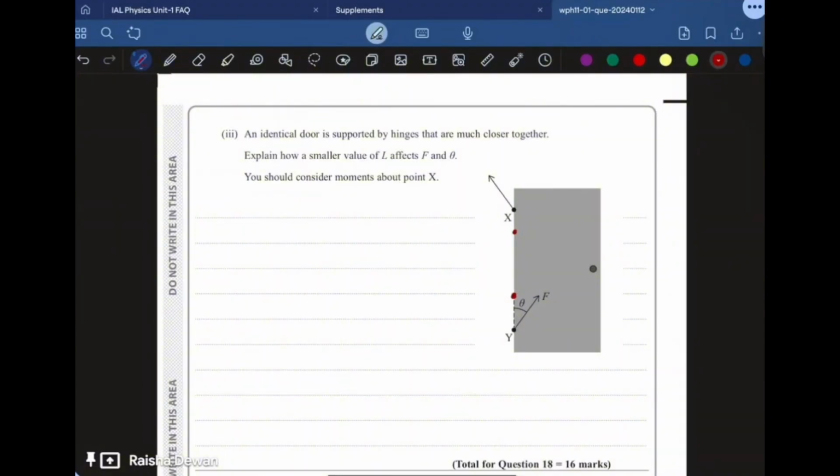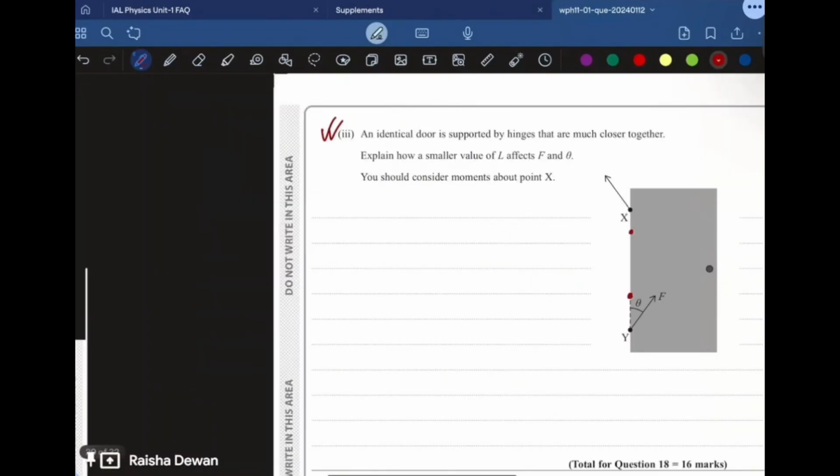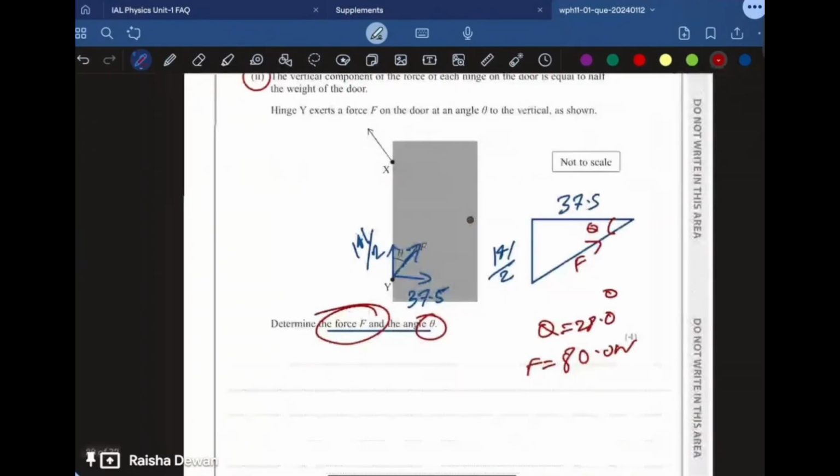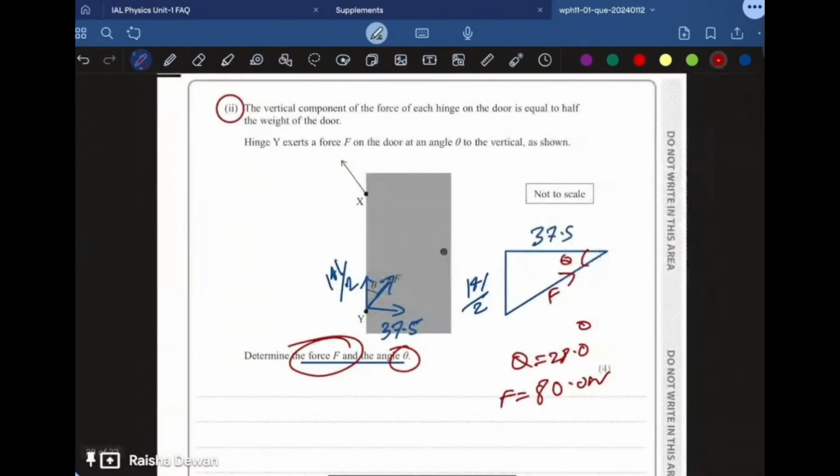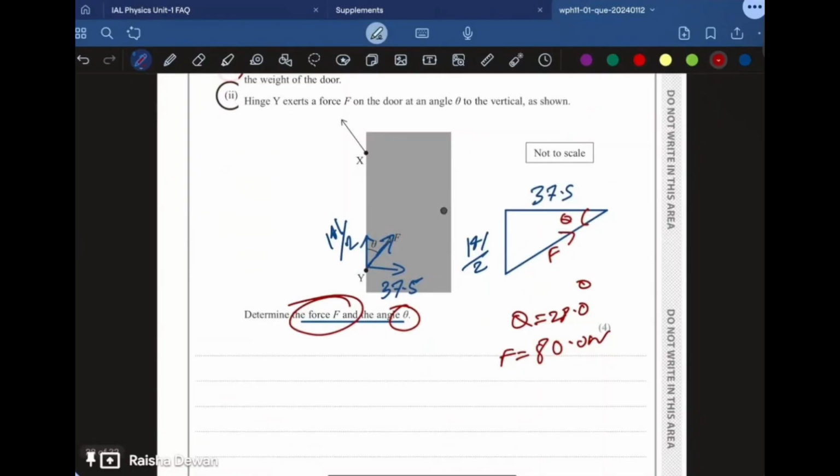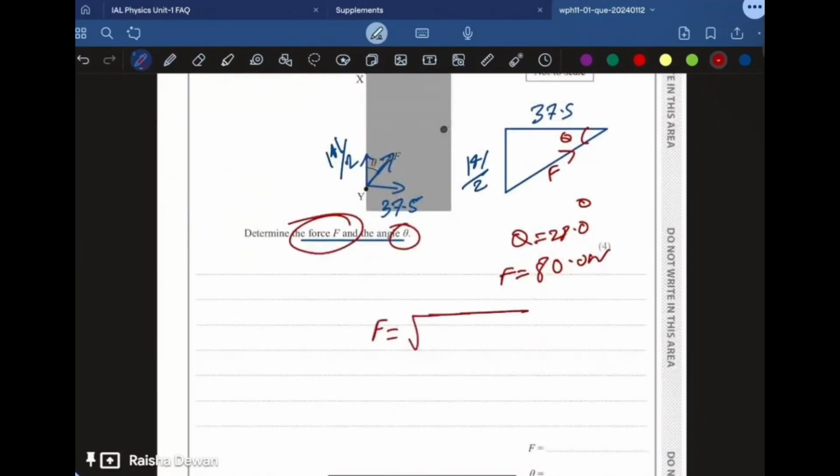Okay, so basically to be able to excel in this question, you have to be very good at solving it, and you will have to solve it in a much better way. Using Pythagoras theorem, to figure out the force equal to 80 Newton, what you will have to do is, F is equal to root over 37.5 squared plus 141 divided by 2 squared, right? Which will be 80 Newton. This is how it will come.